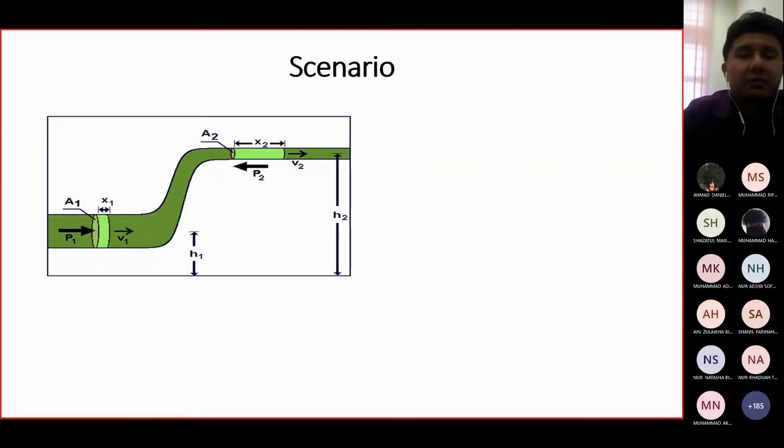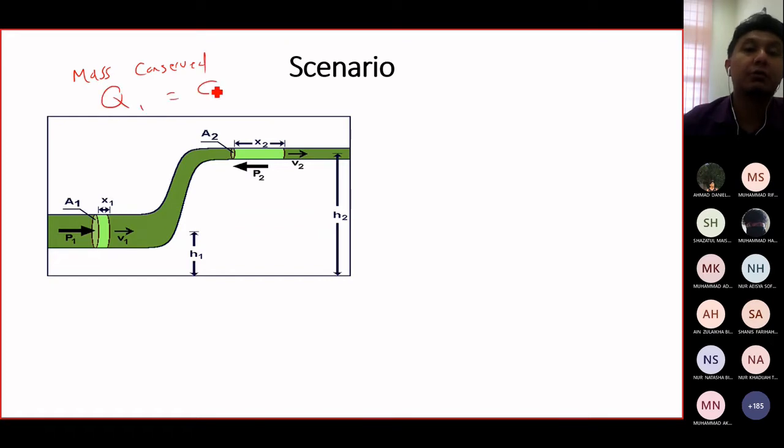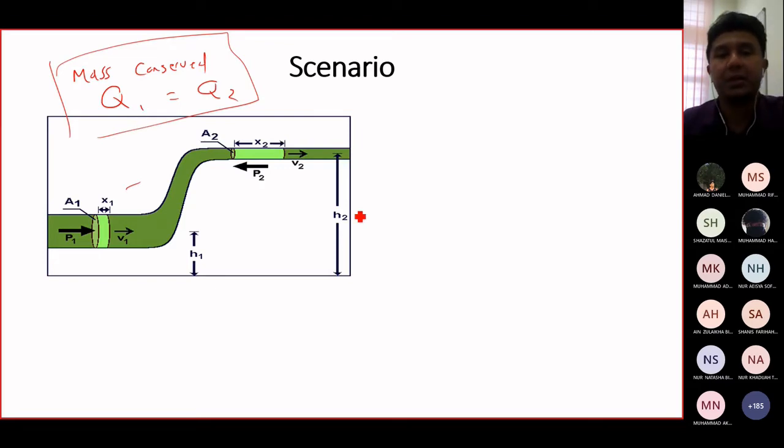So now imagine we have a scenario like this. We have a pipe going to higher ground. We learned in the first part that mass is conserved. As a result, we learned that Q1 equals Q2, and it holds. It is valid also in this situation. It remains valid. It is not contradictory.